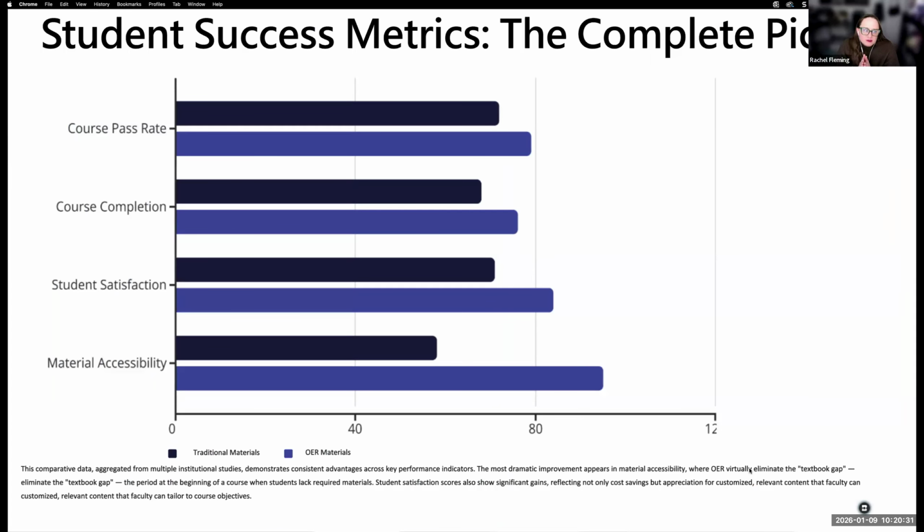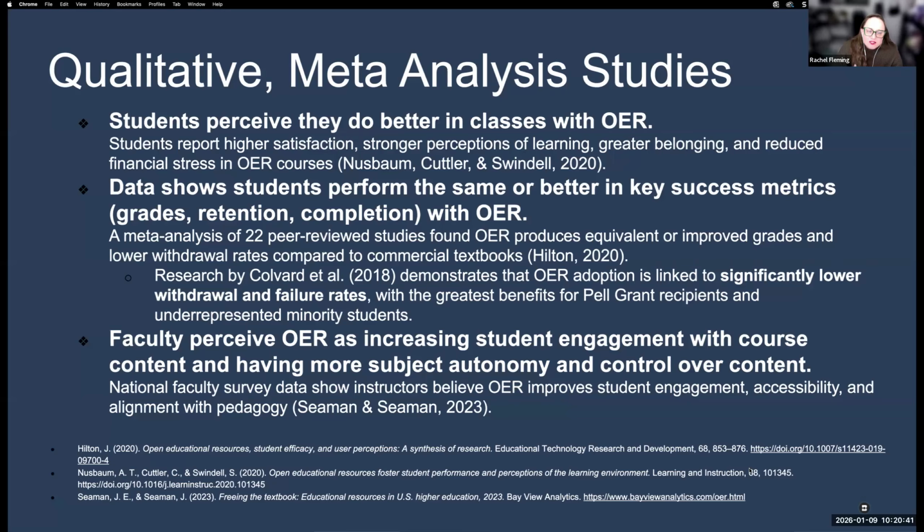So if you look at student success metrics, you've got pass rates, completion rates, satisfaction, and material accessibility, all higher with OER. And then a little bit more qualitative meta-analysis, you've got students perceive they do better in classes with OER. If a student is perceiving that they're going to do better, then they automatically do better with that whole self-fulfilling prophecy. Data shows that students perform the same or better. We've already talked about that. There were a lot of meta-analyses. So these were additional meta-analyses that were pulled out. And then faculty perceive OER as increasing student engagement, which we've also already talked about. But these were additional studies that were found in more qualitative studies and not just meta-analysis.